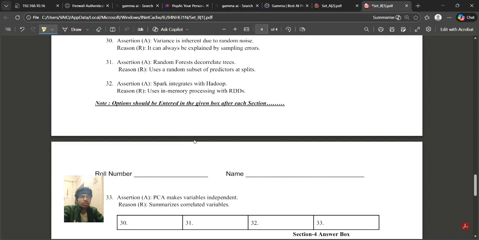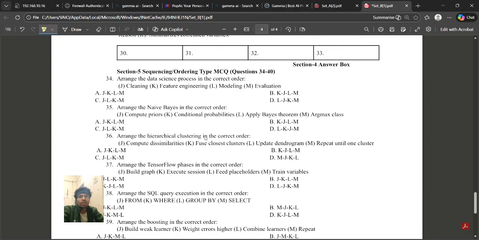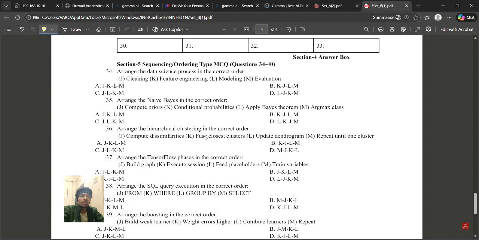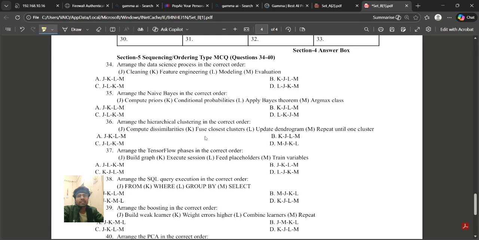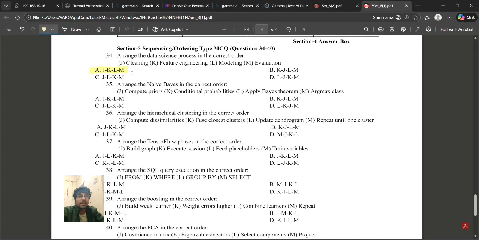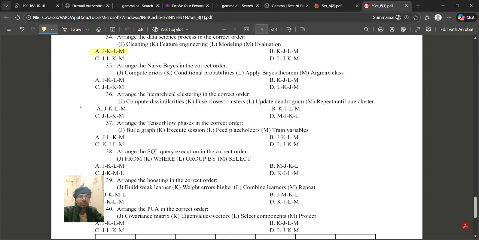Now question number 34, section number 5. It asks about the data science process order. First we need to clean the data, then feature engineering, then we build a model. The correct sequence is A, J, K, L, M. This is the correct sequence.